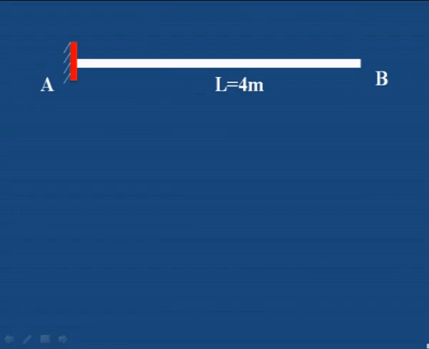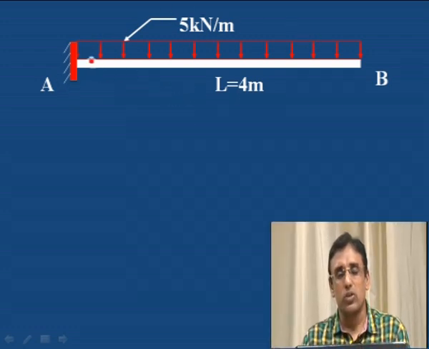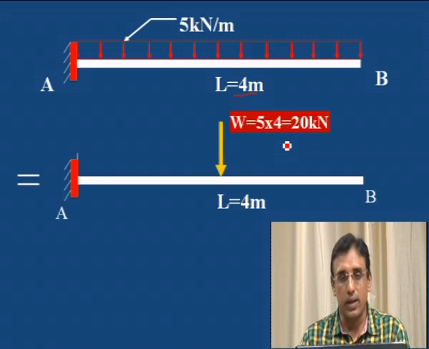Now move on to the problem which has a uniformly distributed load. This is a cantilever beam carrying a uniformly distributed load throughout its span. Span is 4 meter given and UDL is acting from A to B. In the previous session I explained how to convert the UDL part to a point load. Let us see how to convert it.